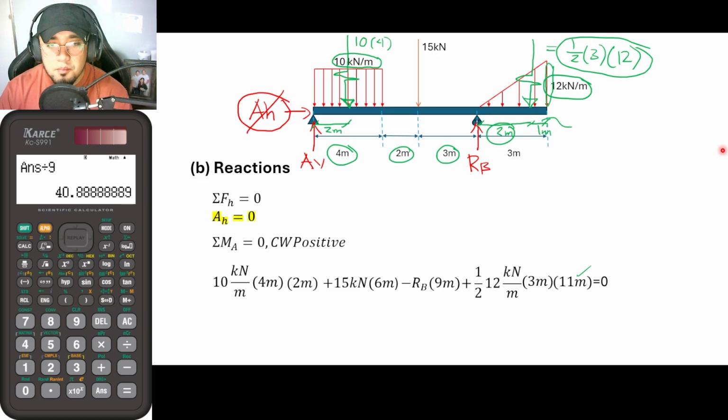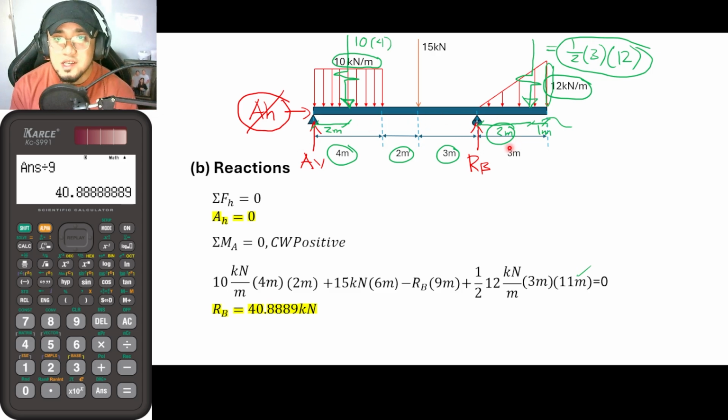40.889 kilonewtons. Okay, so that is just RB. So this is now the answer here.